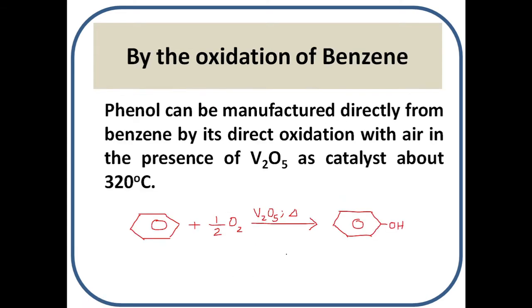Now the third method is the direct oxidation of benzene. Here phenol can be manufactured directly by the oxidation of benzene, but here the catalyst is vanadium pentoxide and a high temperature of 320 degrees is applied, when we will get phenol.